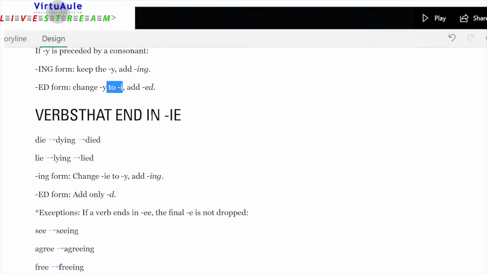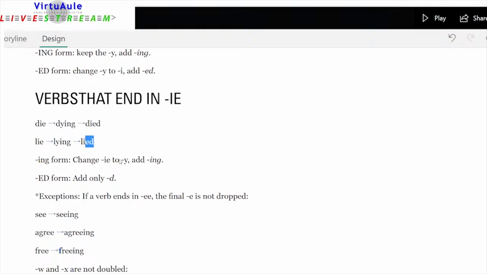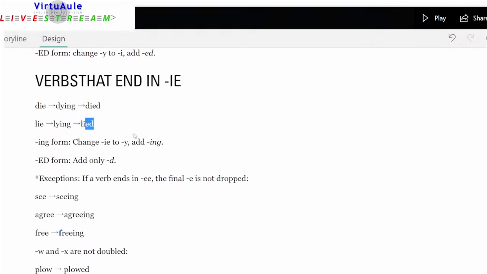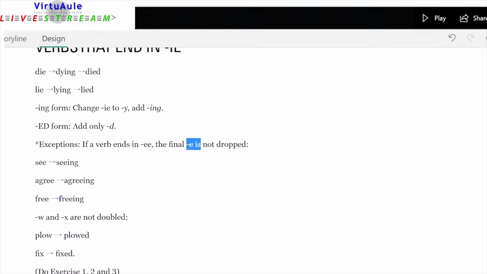Verbs that end in IE, these are very few. Die becomes dying and died. Lie becomes lying and lied. Those are really the only common words that end in I and E. For the ED form, you add only the D. Exceptions: if a verb ends in double E, then the E is not dropped. For example, seeing.